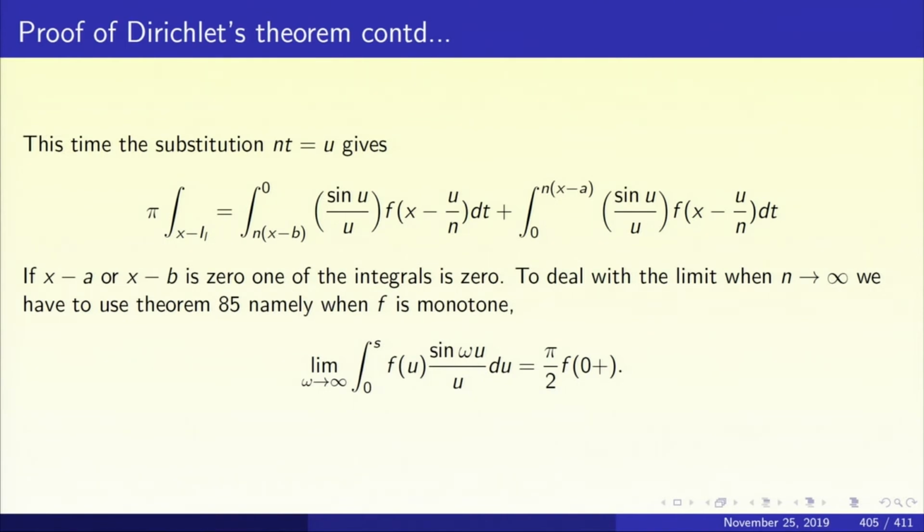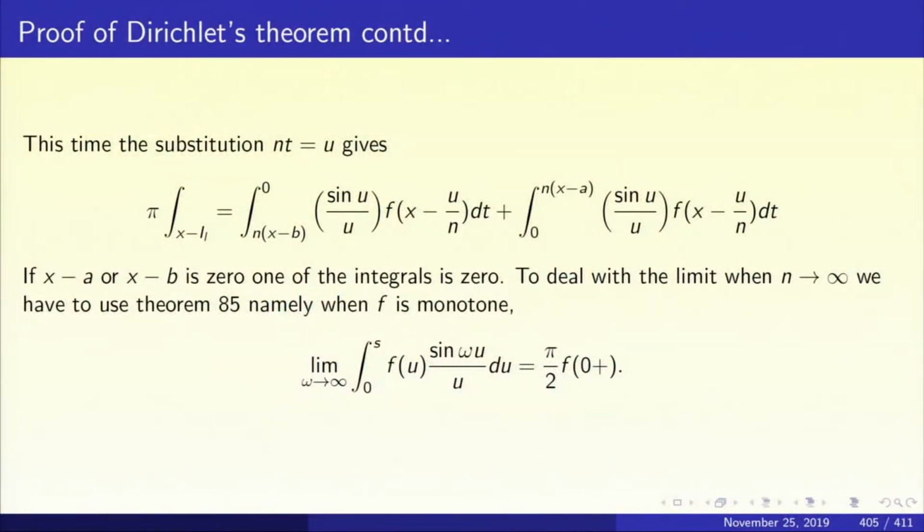What is theorem 85? We use Bonnet's mean value theorem to derive a corollary, which is going to be used. Remember theorem 85. What does that theorem say? Limit as omega tends to infinity, integral from 0 to s, f of u sine omega u by u du equal to pi by 2 times f of 0 plus. This theorem, which we proved using Bonnet's mean value theorem, is now going to be crucially used. So let's see how to use this theorem.